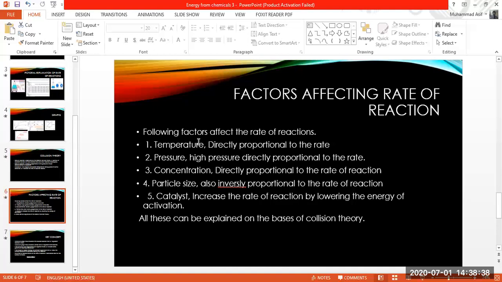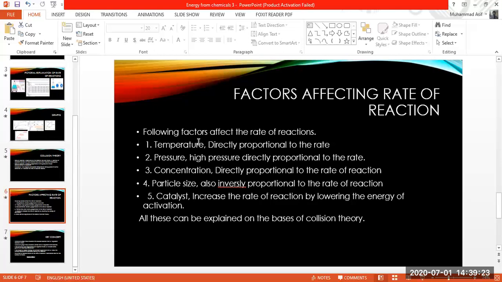Normally in coal mines, whenever a naked flame is there, explosion takes place. And the same may happen in flour mills, because in both of these places, the fuel particles are present in very small size. That's why they will catch fire quite easily, burn easily, and the rate of reaction will become faster. That's why explosion takes place.